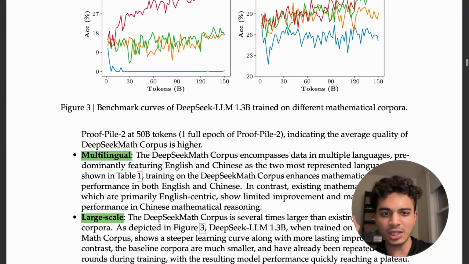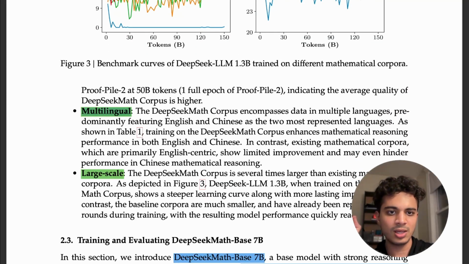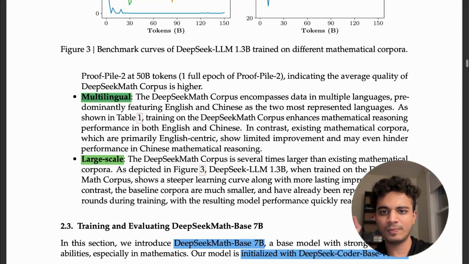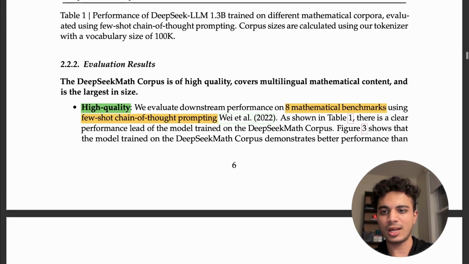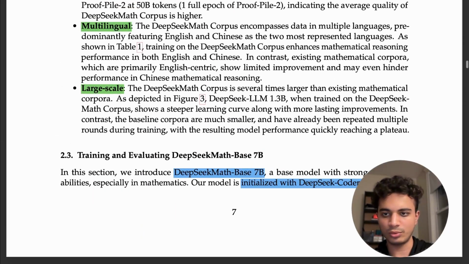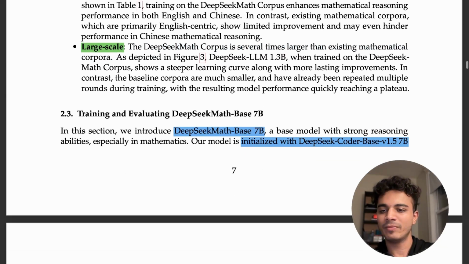High quality, it's multilingual. Yes, by the way, it's multilingual with multiple languages, dominantly featuring English and Chinese as the most represented languages, which I think, in my opinion, is true. Mandarin and English are two of the most spoken languages. And it is also large scale, several times larger than existing mathematical corpora. Wow, that is pretty cool.